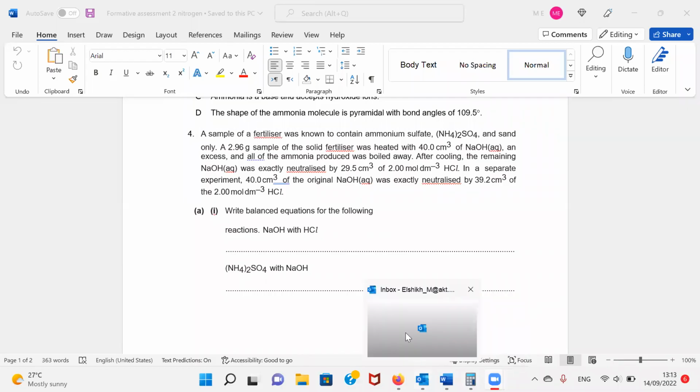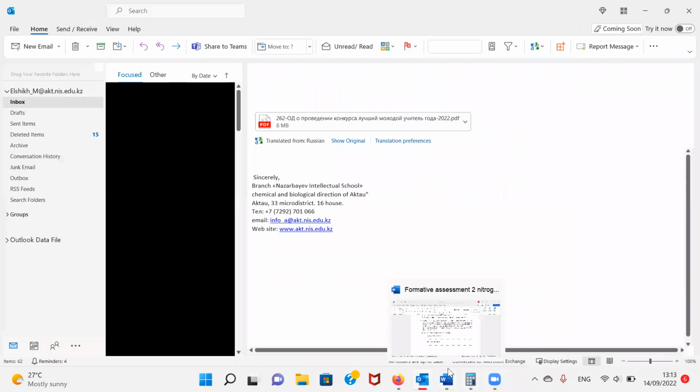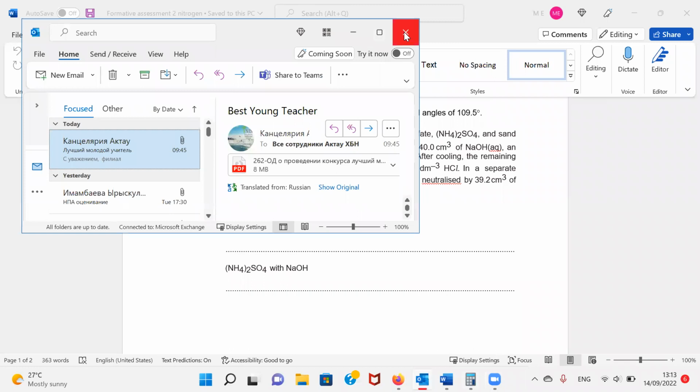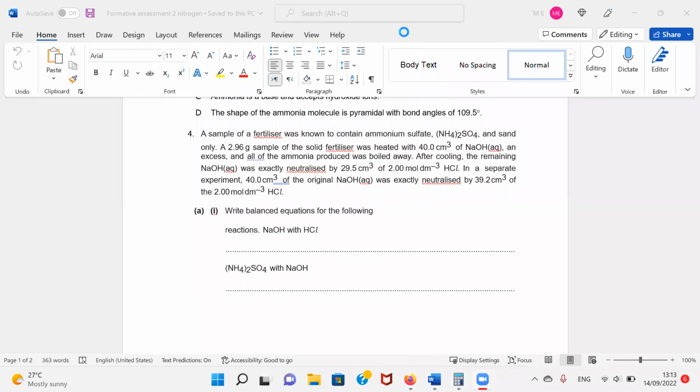Okay, so this is a quick tutorial about the question in your assessment. Close this. So the question says a sample of fertilizer was known to contain ammonium sulfate and sand. 2.96 grams of the sample was heated with 40 centimeter cubes of sodium hydroxide.